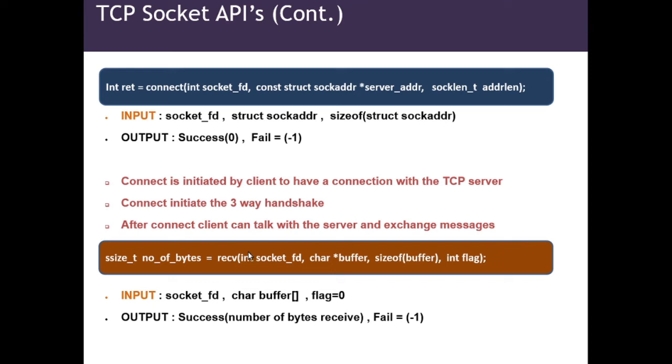What is the return type? We get the number of bytes received by this call as the return value. If it fails, it returns -1, and if it succeeds, we get the number of bytes received.